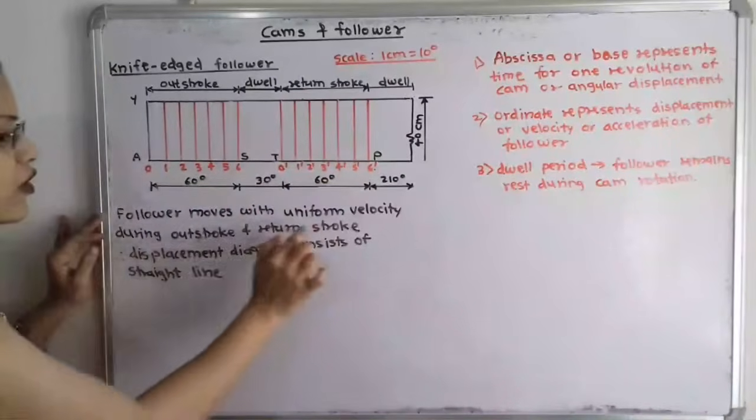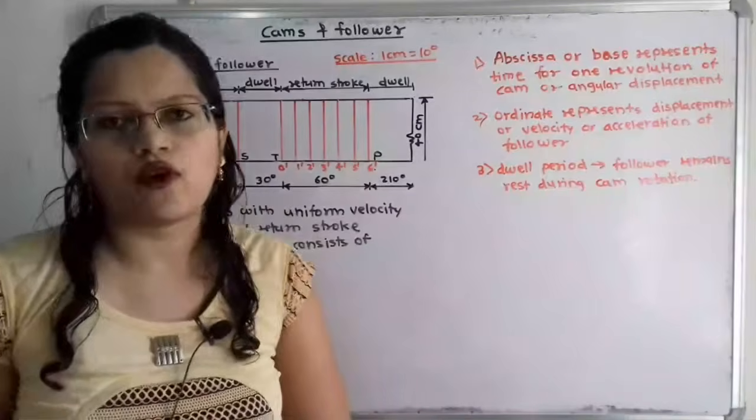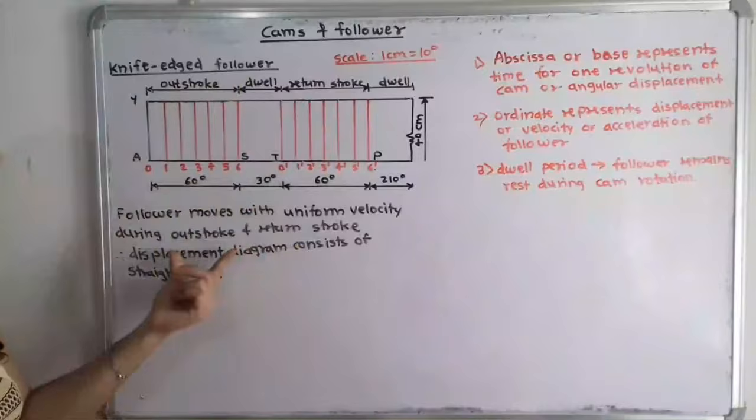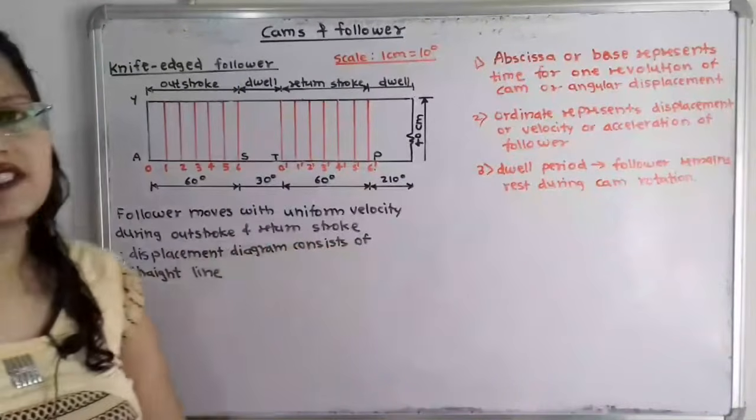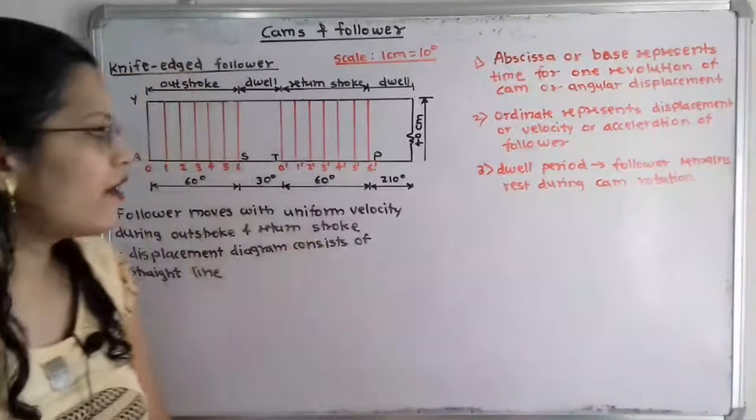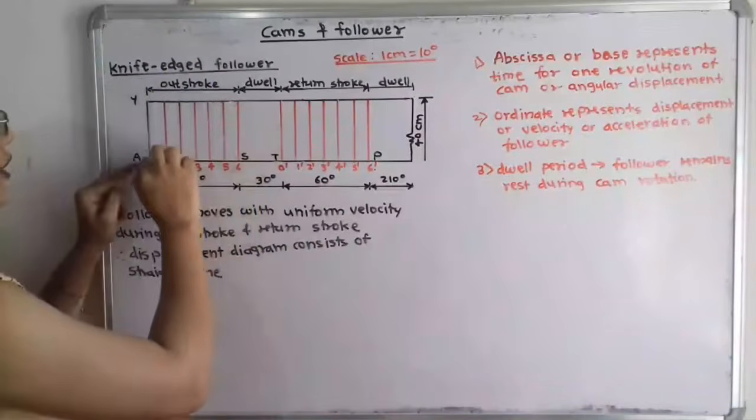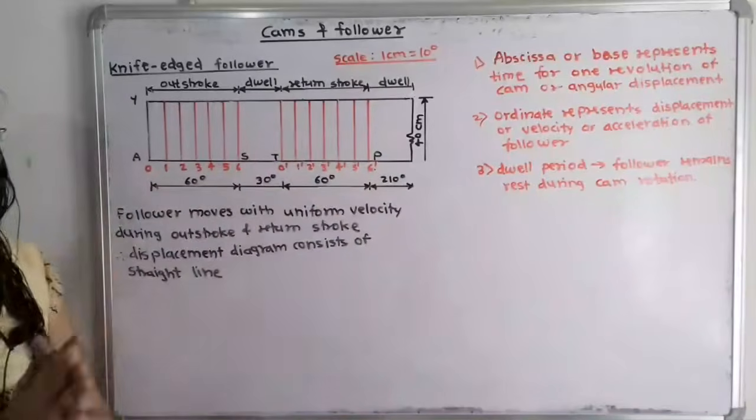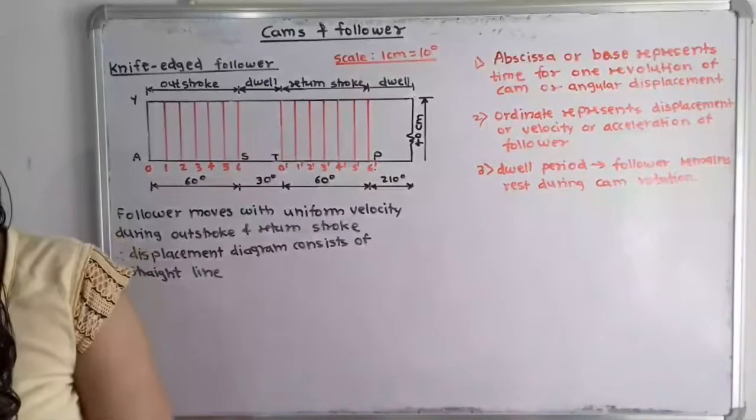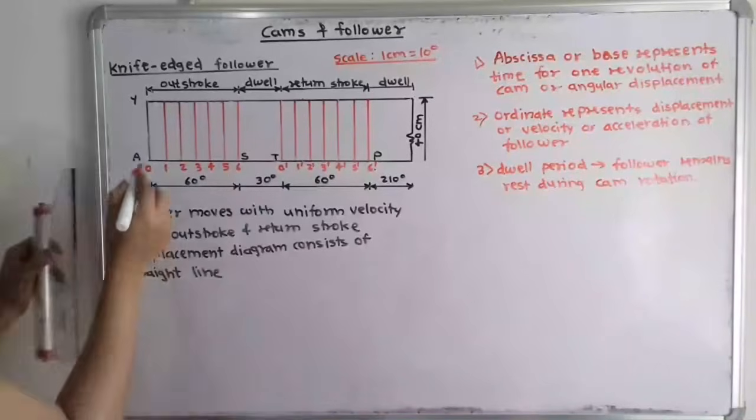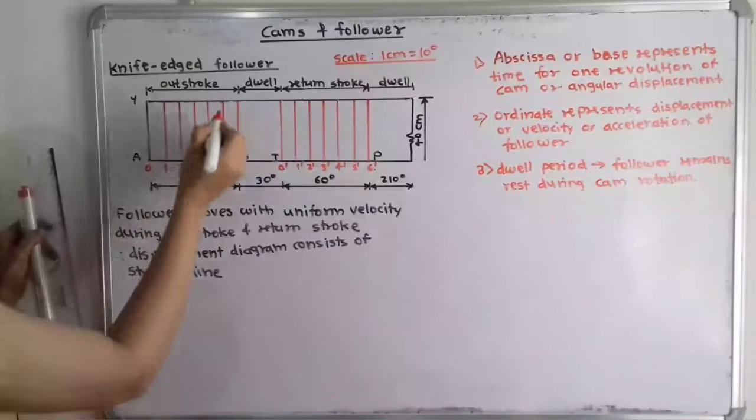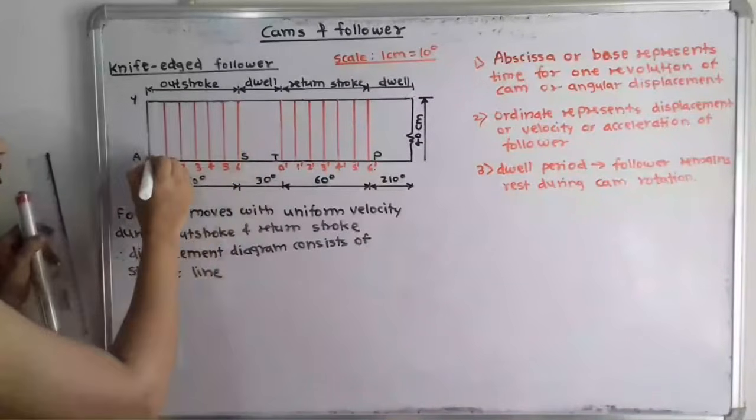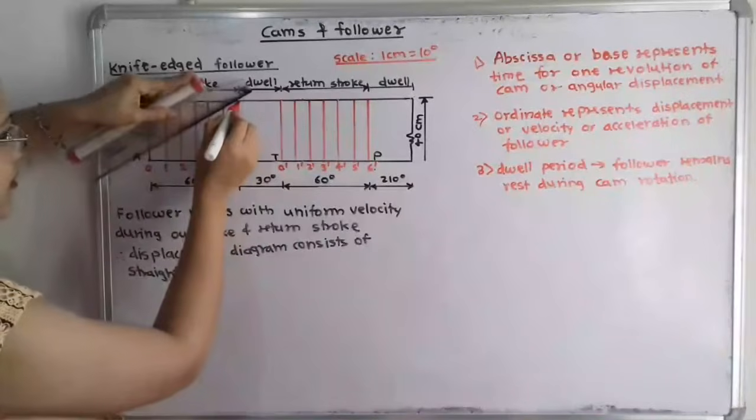Here the velocity of the follower is uniform. So we can say that the displacement diagram consists of a straight line. I have to show one straight line joining the end points during outstroke, and in the same way for the return stroke. So how to show that straight line? If I observe here, this is the point A and this is the other corner. For the outstroke, the displacement should be a straight line in this way. So I will join.